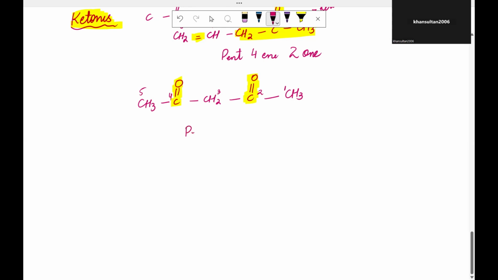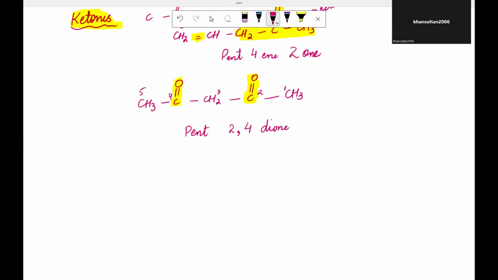So that would become pent. And where do they lie? Because there is no double bond now, I'm just going to name it pentane-2,4-dione. Is that clear? Yes. Okay. So let's move further.